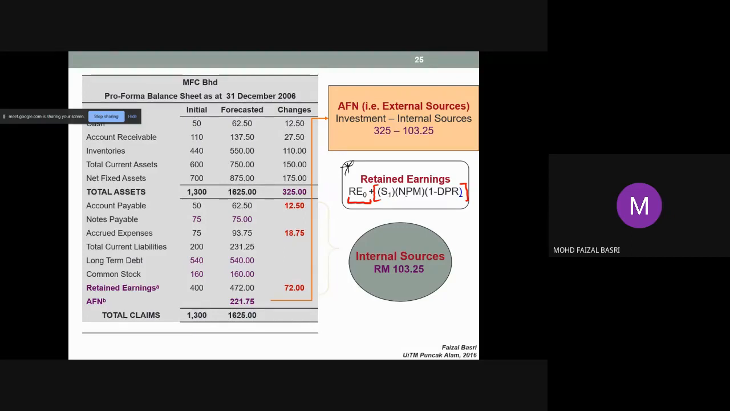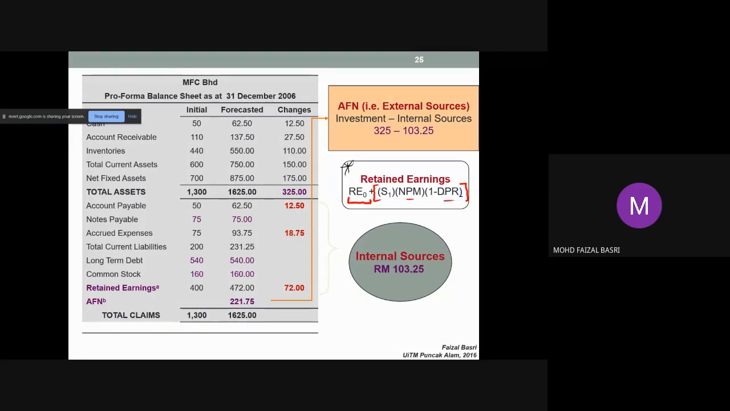We have net profit margin. Okay, remember, in ratios we also learned net profit margin, times 1 minus DPR. DPR we also learned, from the dividend payout ratio. So net profit margin is net profit divided by sales. DPR is dividends divided by net profit. Okay, if we have to calculate.